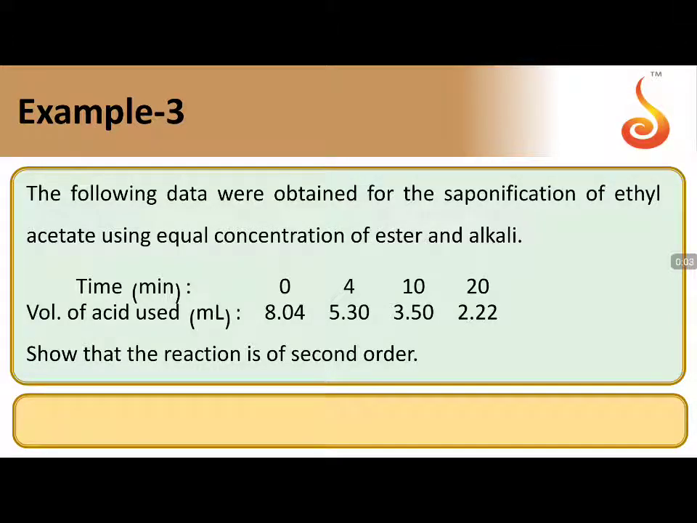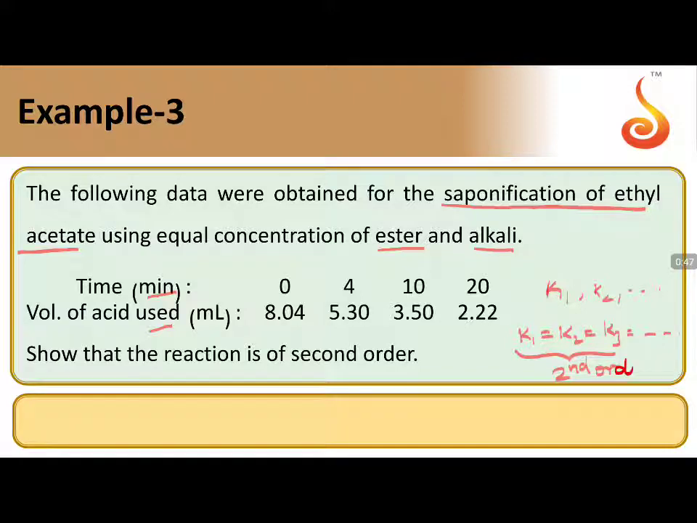Very important model on second order reactions: saponification of ethyl acetate using equal concentration of ester and alkali. The data given to us is the time and the volume of acid used in the titrations. With the experimental data provided to us, we are supposed to find the rate constant at different intervals of time, let us say k1, k2, and so on. If k1 is equal to k2 is equal to k3, and so on, then we say this is a second order reaction.